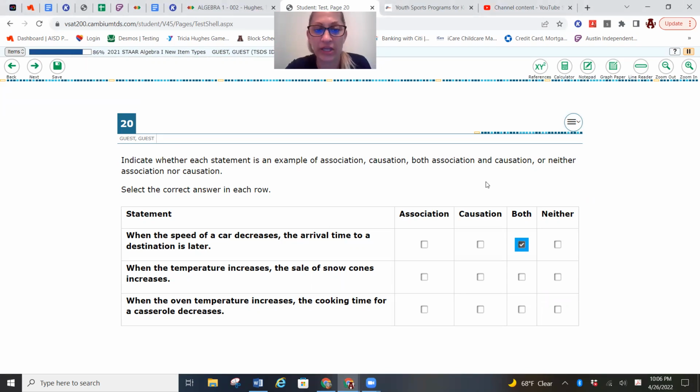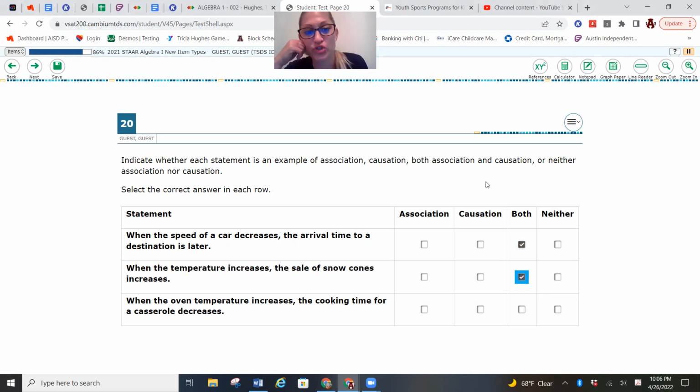When the temperature increases, does the sale of snow cones increase as well? Well, it makes sense. If it's hot, I'm more likely going to buy a snow cone versus if it's cold, probably not going to buy a lot of snow cones. So are these related? Yes, they are. If it gets hotter, would you think that the sales of snow cones increase? Yes, I would pick both.